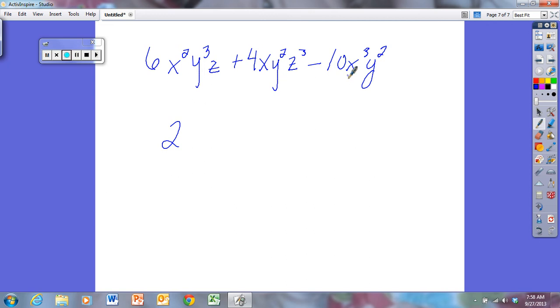x squared, x cubed, they all have one x in common. Basically, you're taking the lowest exponent out of all the variables that you have. y to the third, y squared, that's y squared.